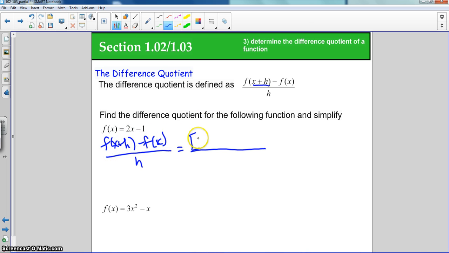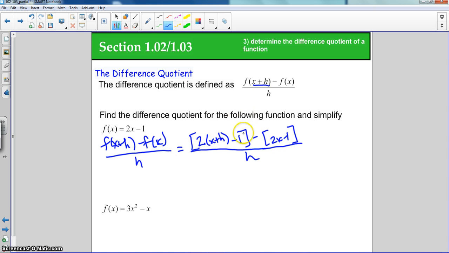So 2, okay, and then remember this says x plus h, so I replace every occurrence of x with x plus h. So I'm going to use parentheses x plus h, and then subtract 1, okay, and then after this subtract the original function, so minus f of x. So that was just 2x minus 1 all over h.